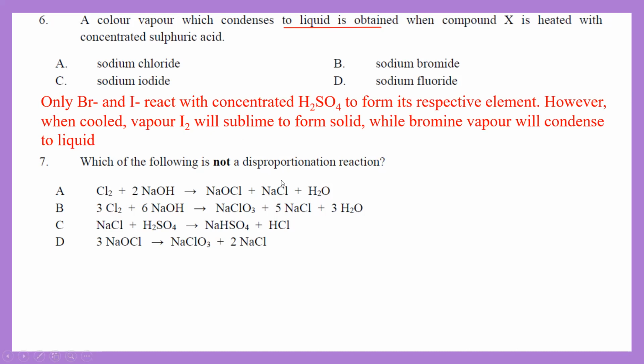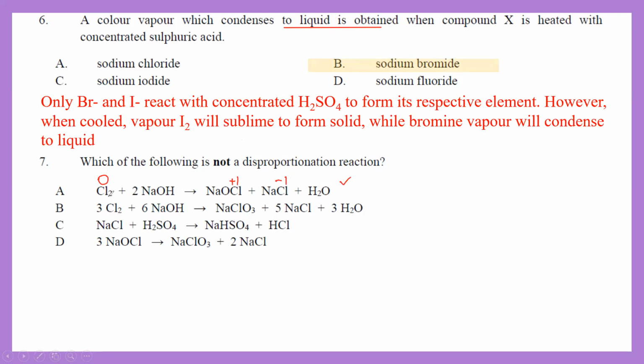So the best description is sodium bromide. Okay, so this is for number 6. Number 7, which of the following is not a disproportionation reaction? So in here, you have to know how to calculate the oxidation state. So Cl2 reacts with 2NaOH to give NaOCl, which is +1, and NaCl, -1. So this is a disproportionation reaction.